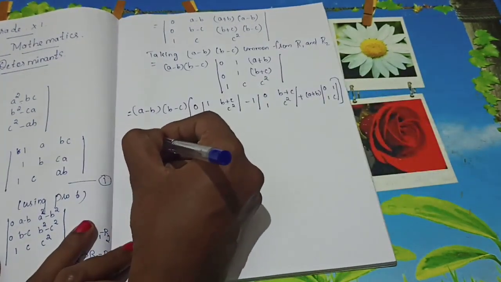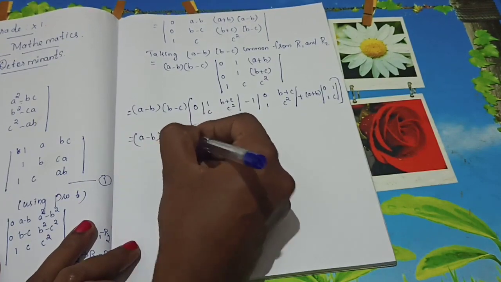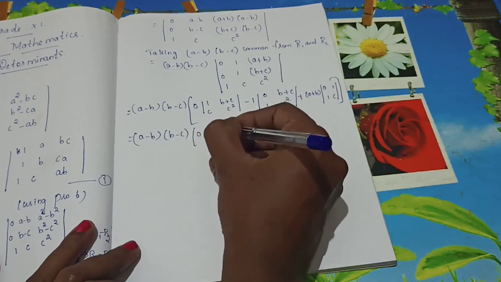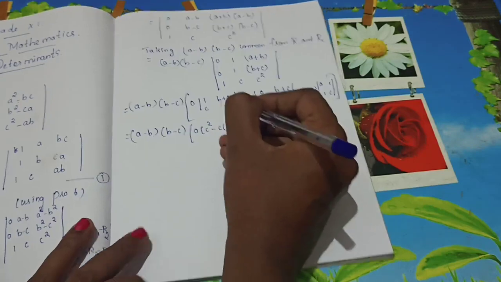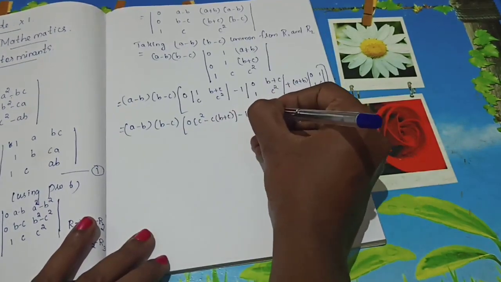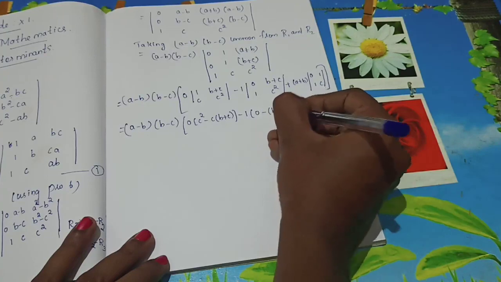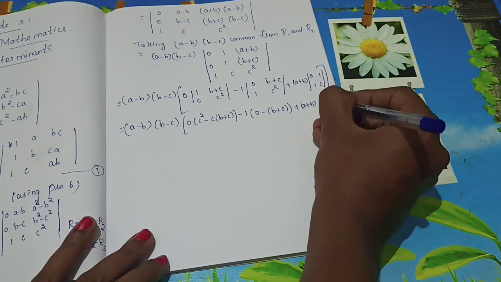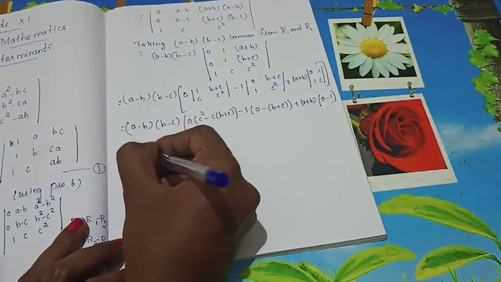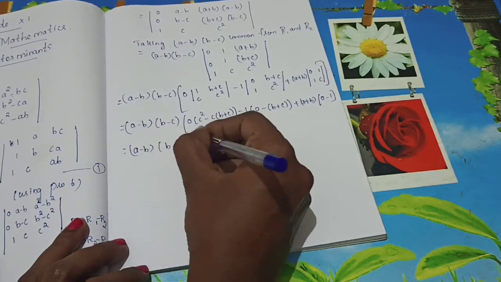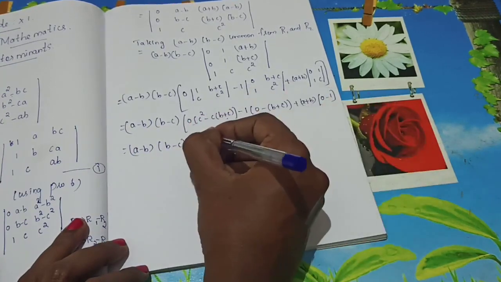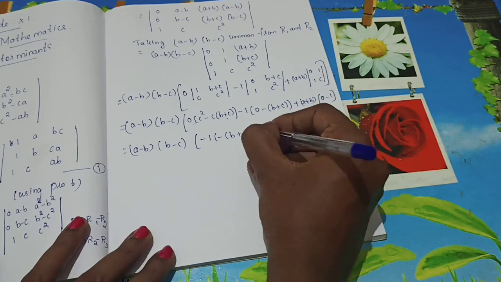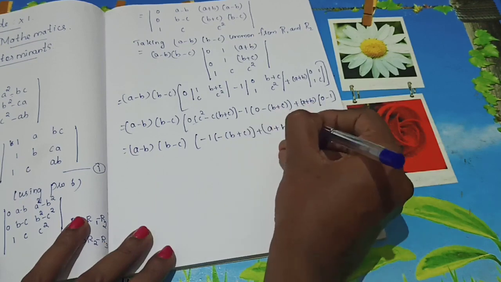That is equal to A minus B into B minus C into 0 into anything. Is it right? Anyhow 0. Okay. Minus C into B plus C, anyhow it will become 0. Minus 1 into 0 minus of B plus C. Then plus A plus B into 1 into 0 is 0 minus 1. Okay. That is equal to A minus B into B minus C into this one 0 into anything 0. Then minus 1 into minus of B plus C. Okay. Plus A plus B into minus 1.